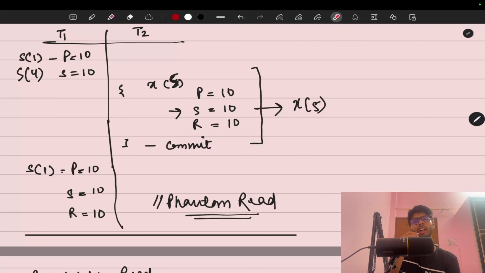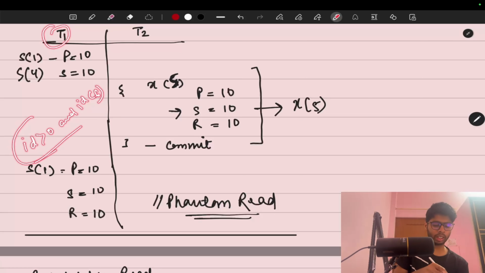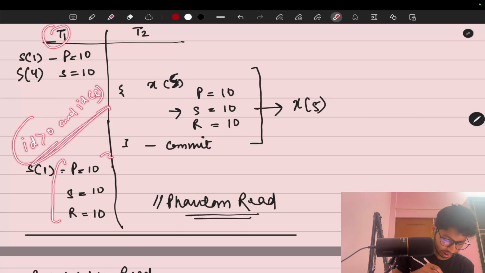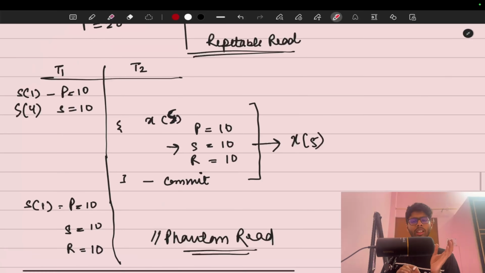When this insertion happens and we run the query again, T1 runs the query id greater than 0 and id less than 6. If this query is run again, T1 will get 3 rows. Previously it was getting 2 rows and now it is getting 3 rows. That was the phantom read problem. The phantom read problem says that n number of rows we should get every time we make a read call in the same transaction, but we are getting n plus 1 rows this time. So this is the problem of phantom read that is not solved by read committed.